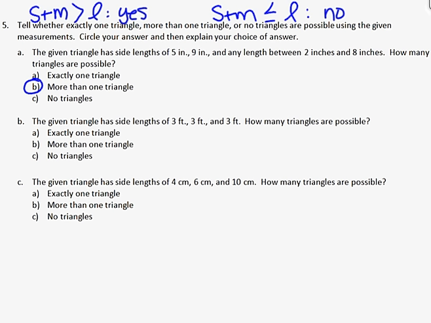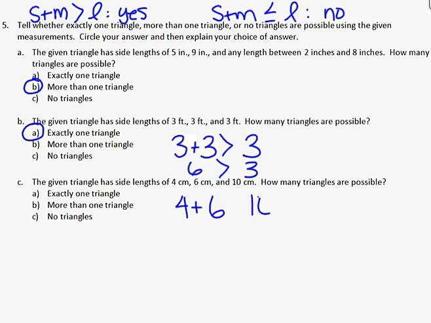And we can kind of look at that also on number 2. If we add the two smaller sides and compare it to the third, 3 plus 3 is 6, and 6 is going to be larger than 3, so we will get a triangle, and there will just be one way to form that. Okay, and then finally, part C, we have side lengths of 4, 6, and 10. And when we add those, we get 10 equals 10, and since that does not form a triangle, we would circle part C.